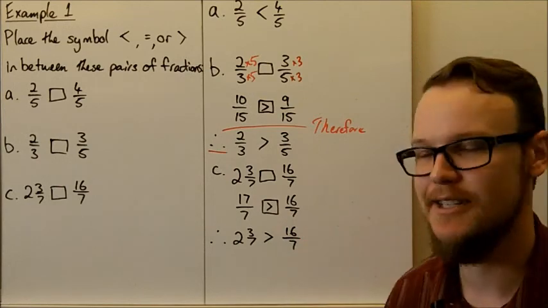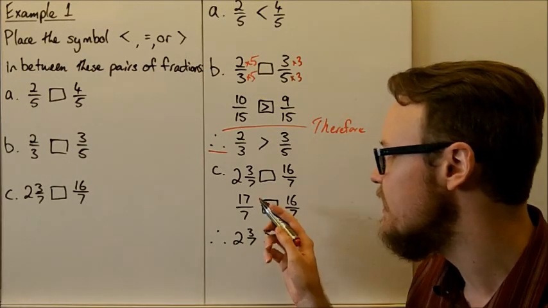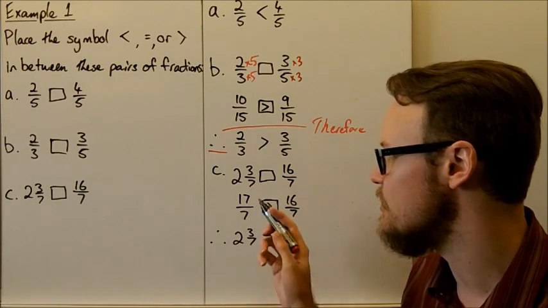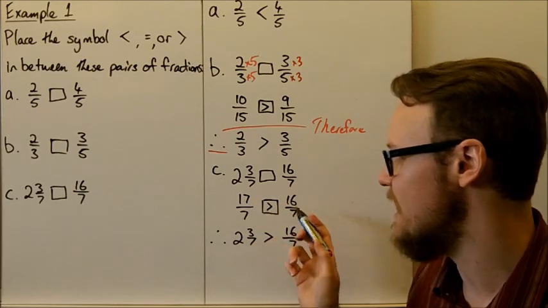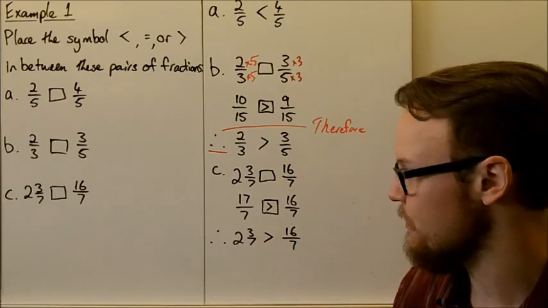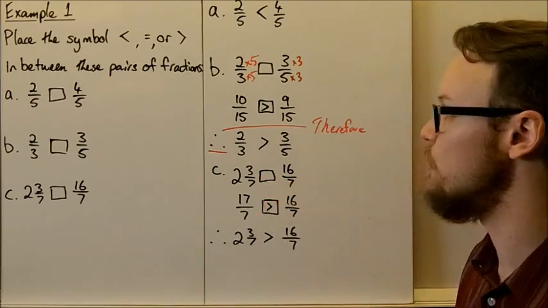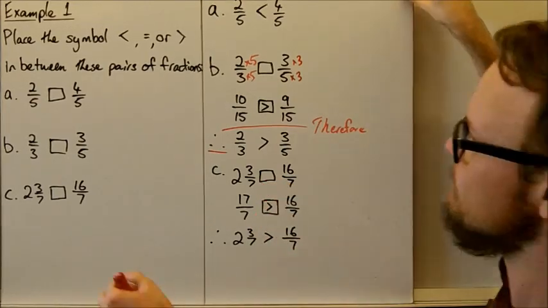And I can compare that to 16/7 very easily, same denominator. So the denominator is 7, so 17 is larger than 16, so 17/7 is greater than 16/7. Therefore, 2 and 3/7 is greater than 16/7. So we've converted it back to the question that we had originally.